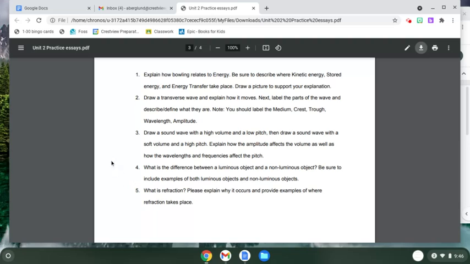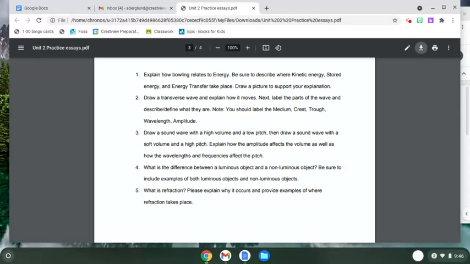Question number 4. What is the difference between a luminous object and a non-luminous object? Be sure to include examples of both luminous objects and non-luminous objects. So again, think back to what we've talked about with light. Explain what a luminous object and a non-luminous object is and how they are different from one another. And then just give me a few examples in everyday life of luminous and non-luminous objects.